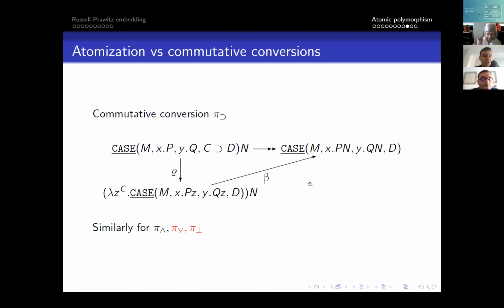Okay, more questions? So thank you so much, it was really deep on the Russell-Prawitz embedding. If there are more questions, nobody's... Okay, thank you. The equivalence issue at the end, there's a question: is it due to the fact that the atomization conversion does not commute with eta? So I think you can see the question. Yeah, thank you. The equivalence issue at the end, is it due to the fact that the atomization conversion does not commute?